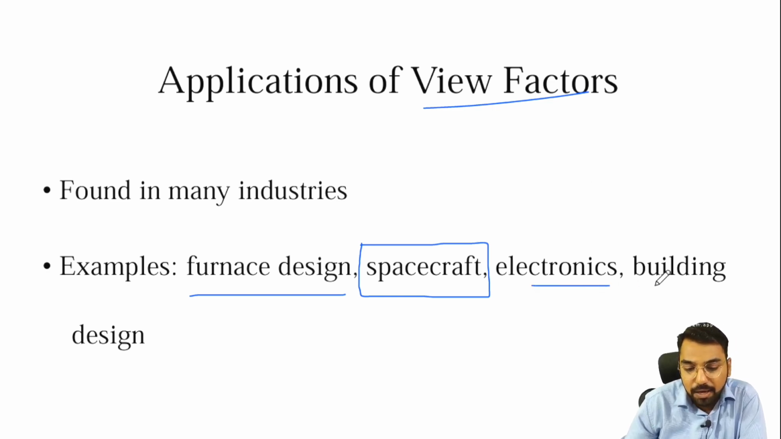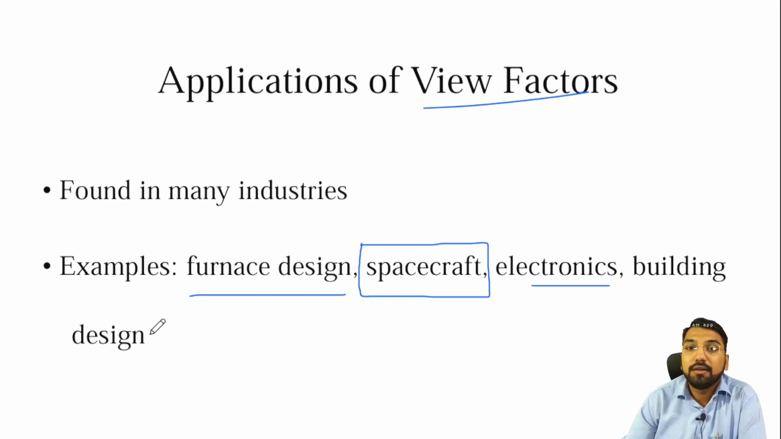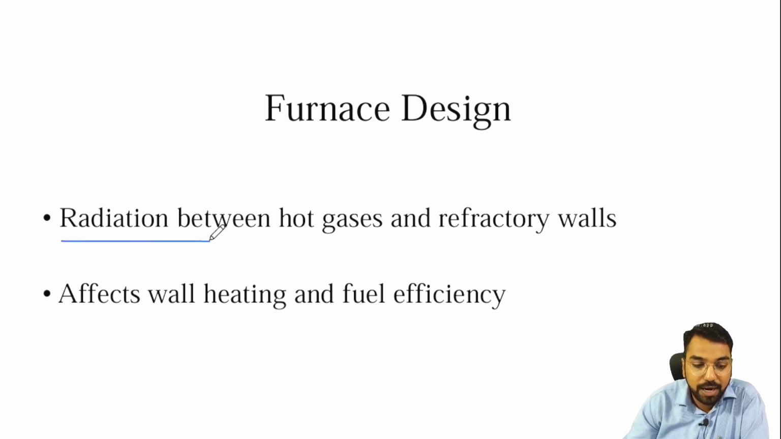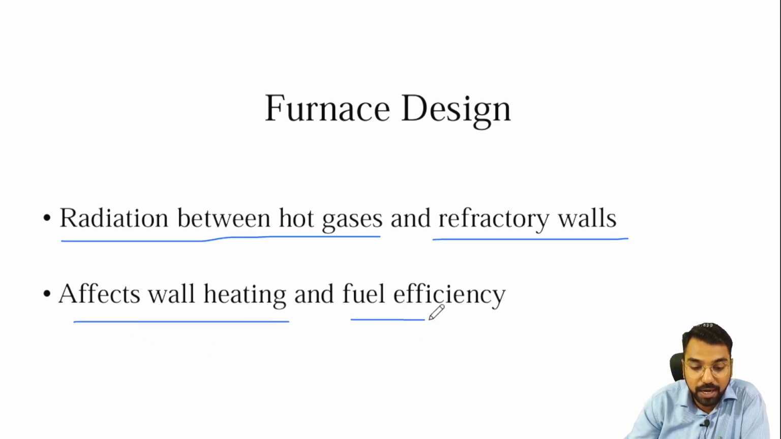So the same in electronics and building design, this view factor is important, because the view factor is mainly telling us how much radiation energy is going to transfer from one object to another object according to their surface areas. In furnace design, for radiation between hot gases and a refractory wall, we can design for a specific area, and it affects the wall heating and fuel efficiency.